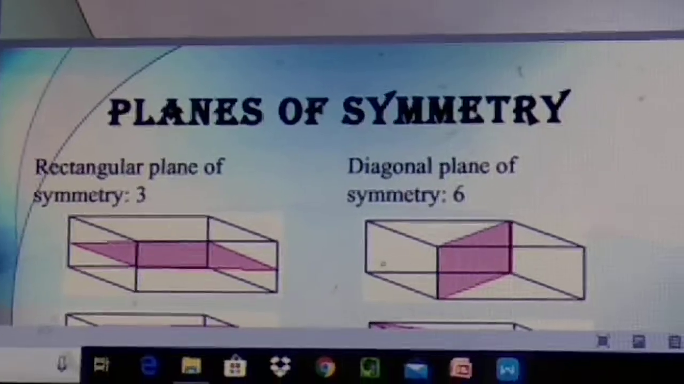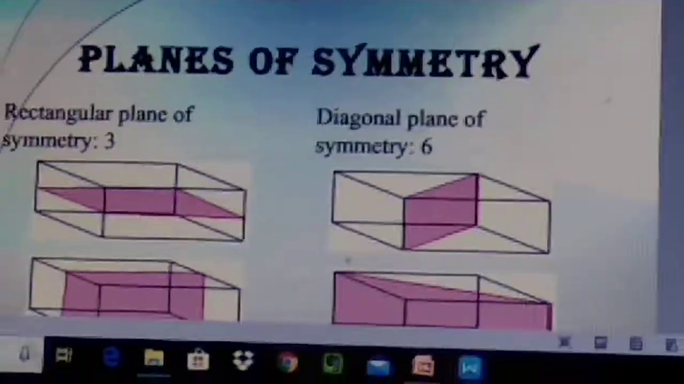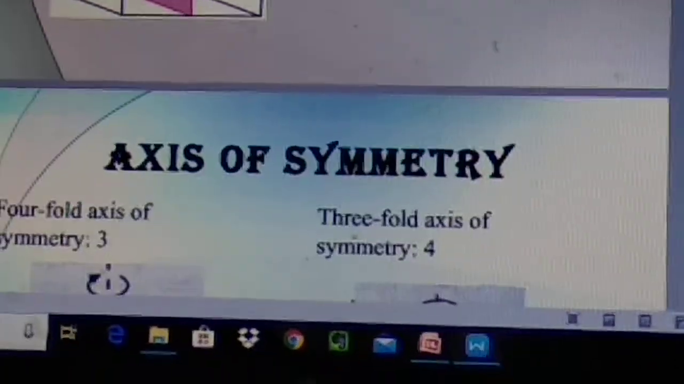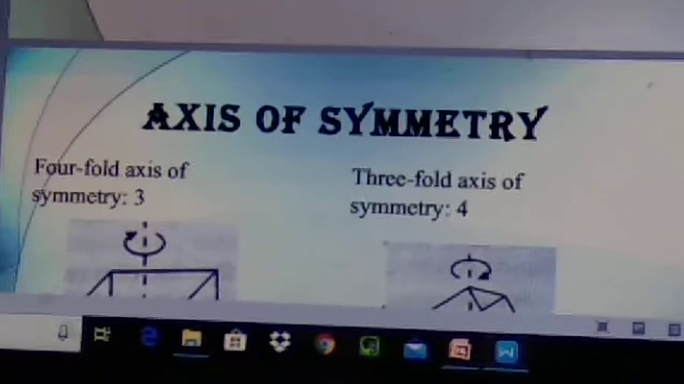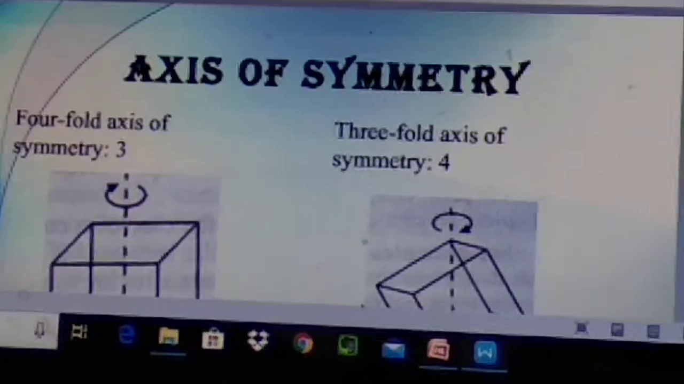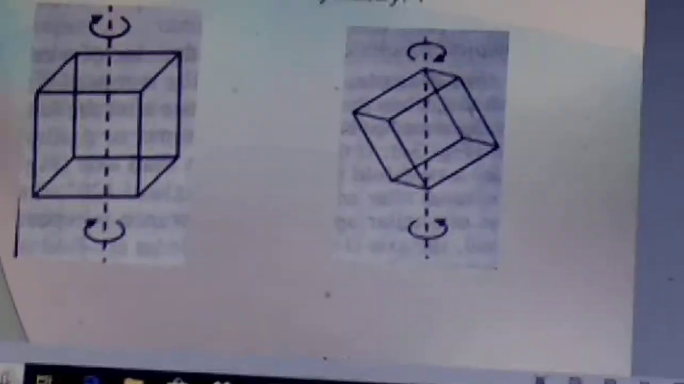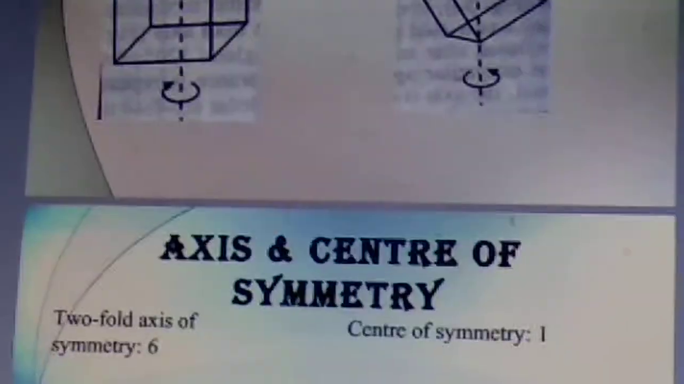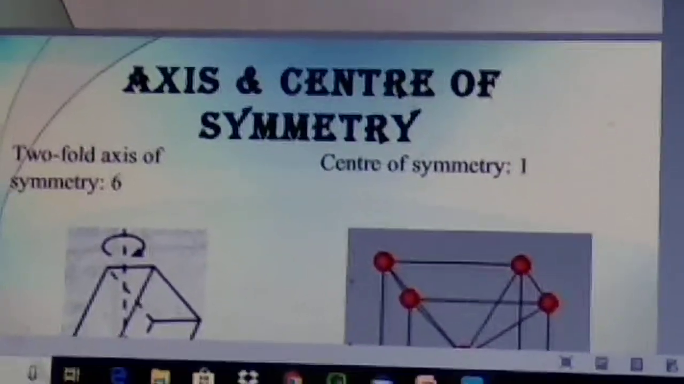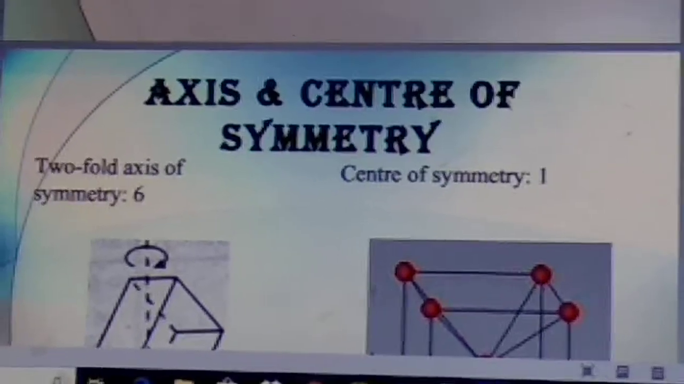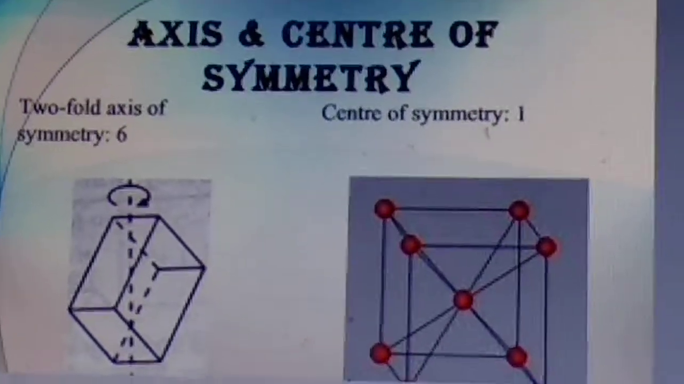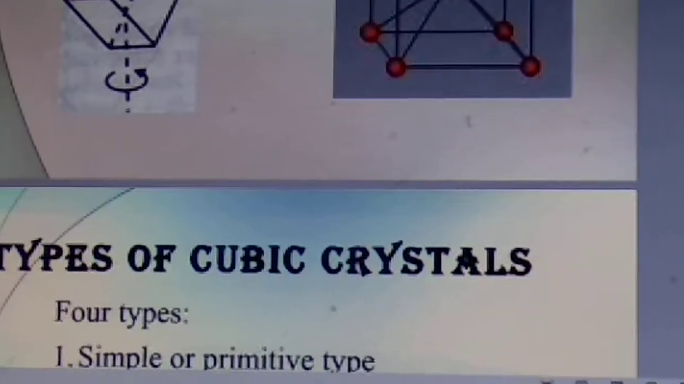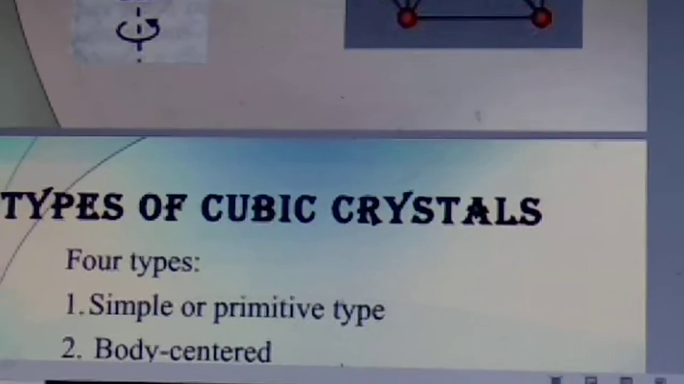Plane of symmetry, just to see the figure. Regular plane of symmetry, 3. Diagonal plane of symmetry, 6. Now axis of symmetry: fourfold axis of symmetry, that is 3, and threefold axis of symmetry, 4 types. So this is the axis of symmetry. Now twofold axis of symmetry, 6. Center of symmetry, just to see, 1. Center of symmetry, 1.